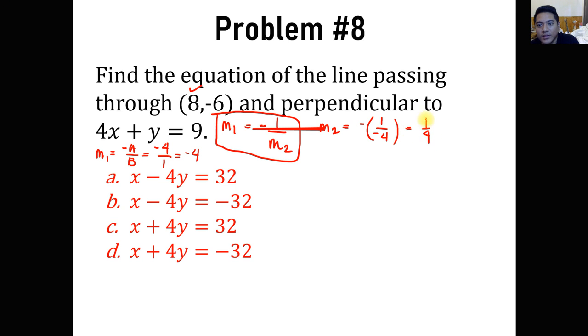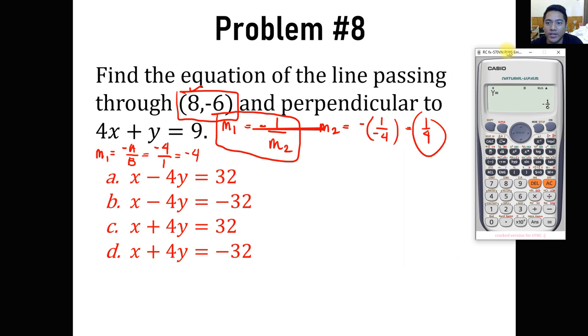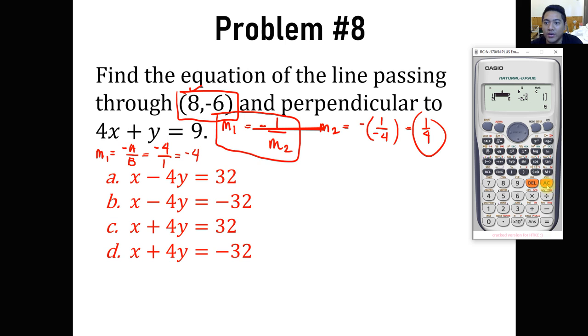So this is the slope of the line we are trying to find. The line passes through (8, -6) and is perpendicular to this line, so it has a slope of 1/4. So we need to get the slope. That's the important thing, if you just know the concepts.